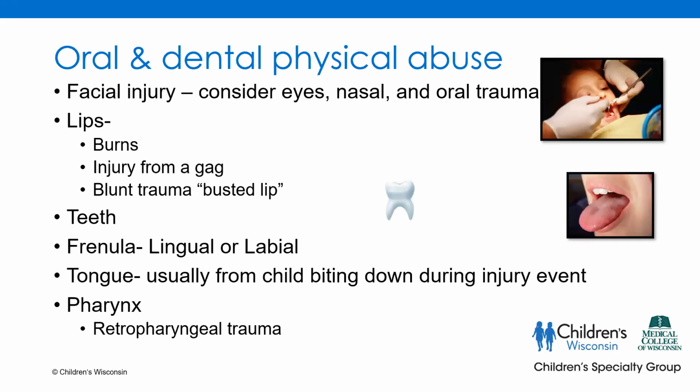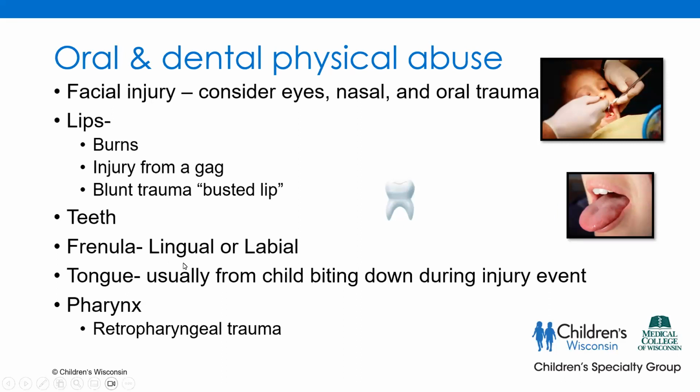So oral, dental, physical abuse, if you just think about going from the outside in, that's what this slide is showing. You think about facial injuries and some of the other topics I've already mentioned. Then you have the lips, and you can get burns to the lips. You can get injury from a child who had a gag or a ligature put around their head, including their mouth. You can get blunt trauma to the lip, or busted lip, or even damage to deeper structures such as the teeth.